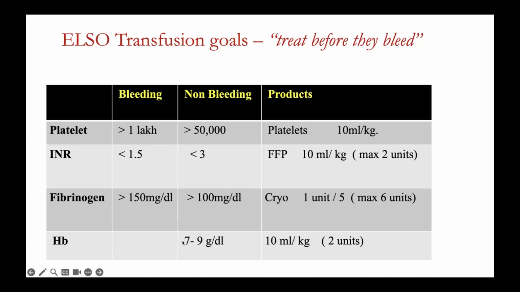Now, with regards to hemoglobin, 7 to 9 is what the current ELSO guidelines 2020 state. And this is for non-bleeding patients. A platelet count of 50,000 is fine. An INR of 3 in a non-bleeding patient is okay. And a fibrinogen of 100 also.